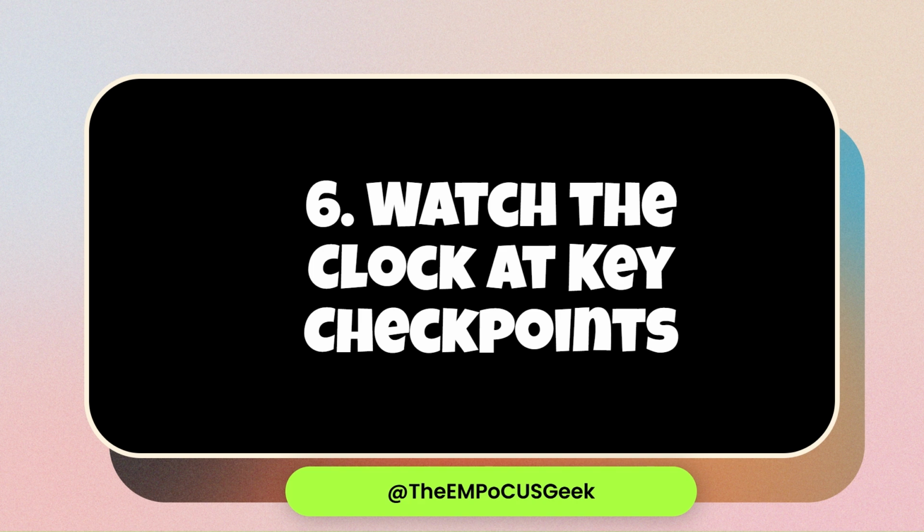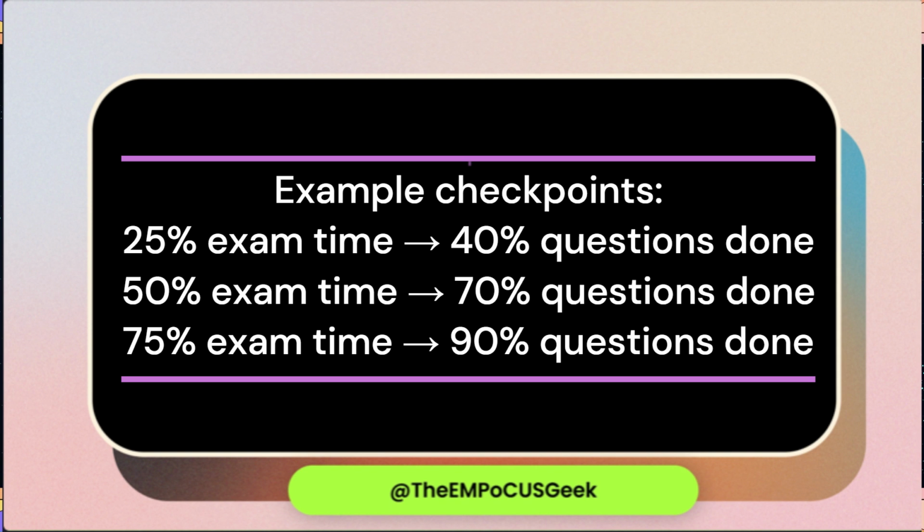Watch the clock at key checkpoints. Maintain good pacing. When 25% of the exam time has lapsed, you need to have completed at least 40% of the questions. At 50% exam time, at least 70% questions should be completed, and 75% of time, 90% of questions done. If you are behind, speed up and use elimination faster.